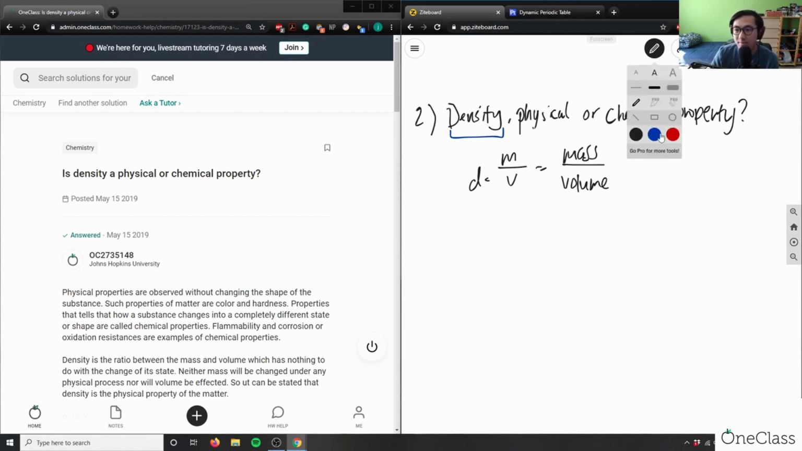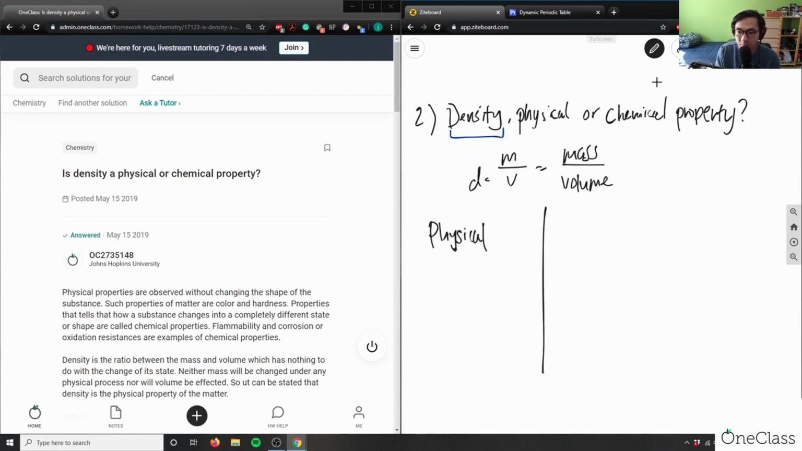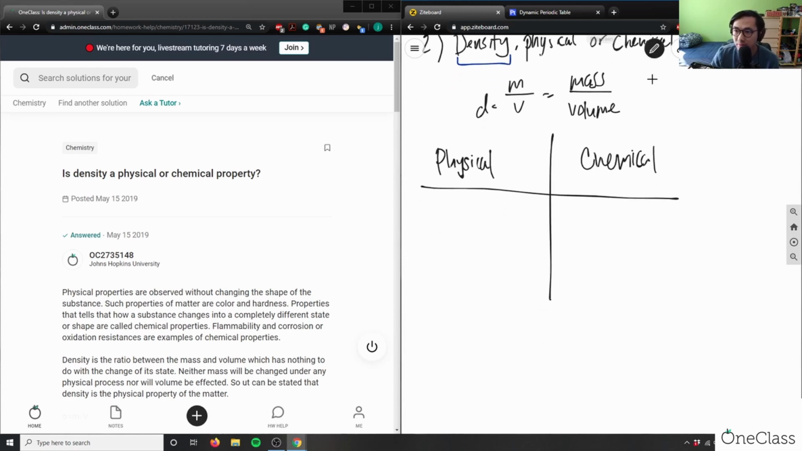So when we talk about this concept of physical and chemical properties, remember physical properties. What do we have for physical properties? Let's make a list of physical and chemical properties first. So physical, and then I'll make a T list, and then I'll make chemical properties. What are some examples of physical properties? Feel free to chime in on the chat as to what are physical properties.